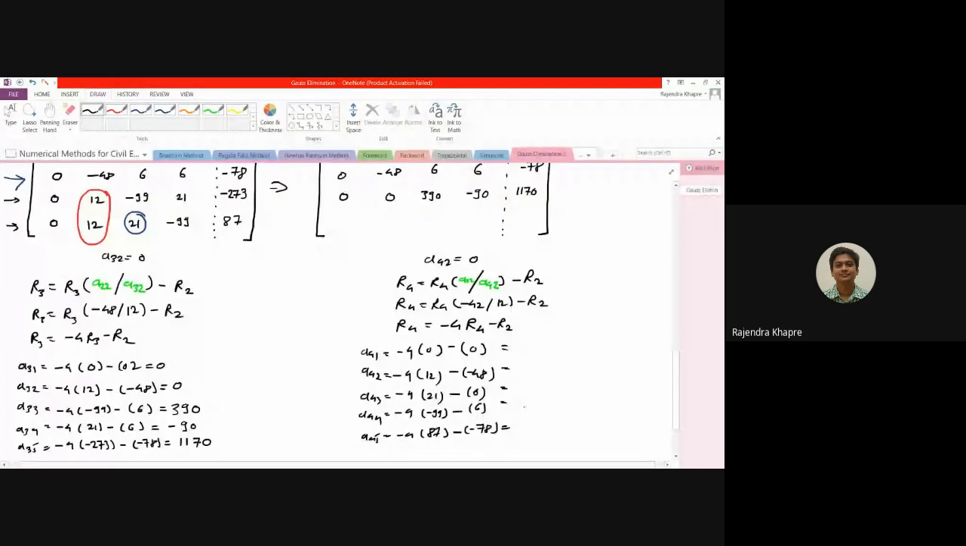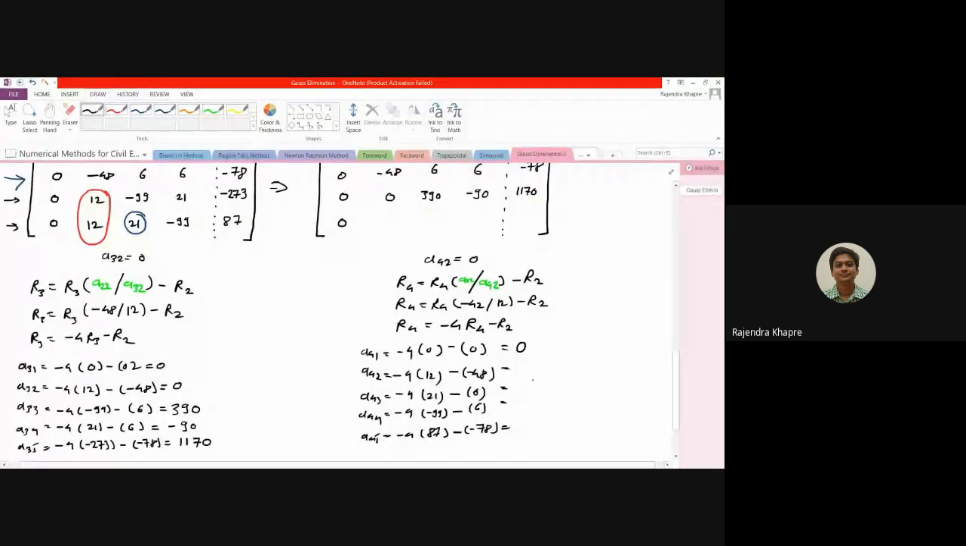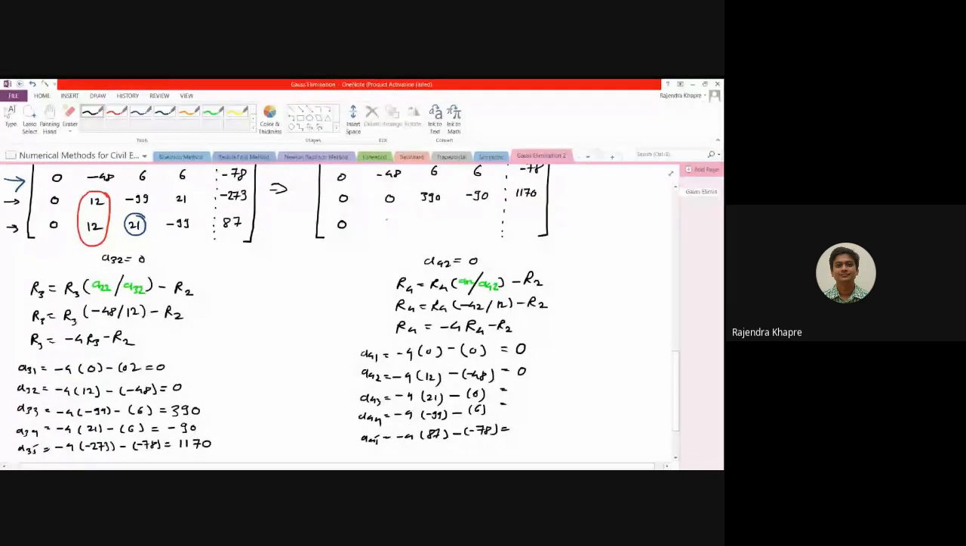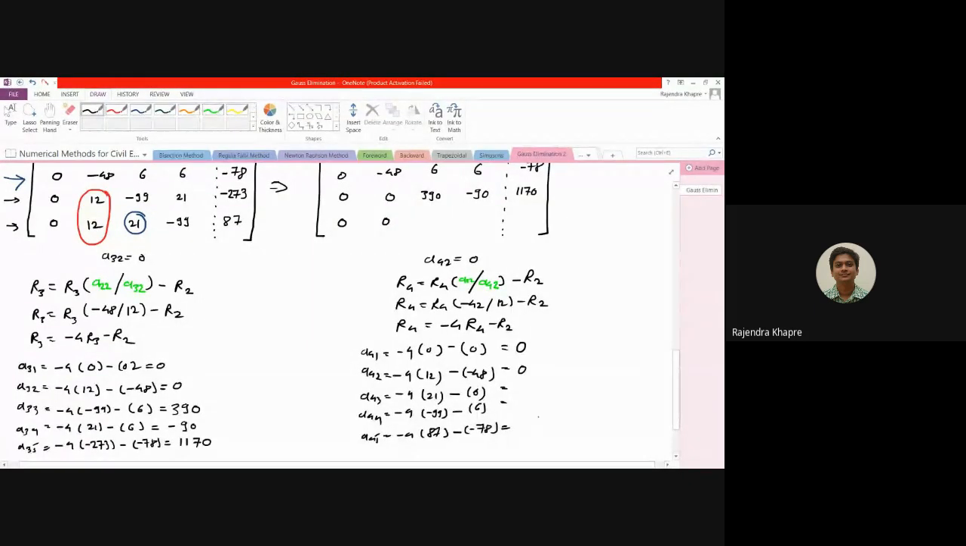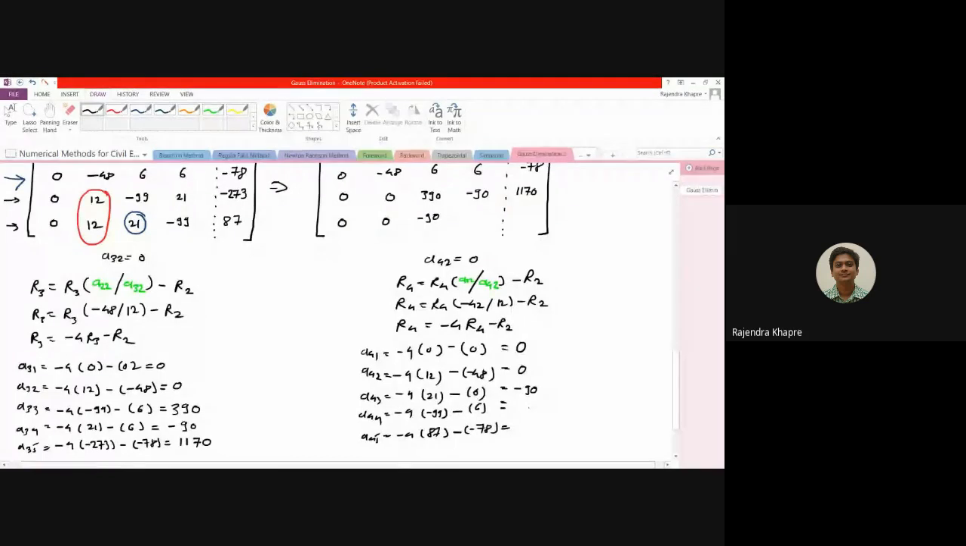Now give me the values please. This will be 0. How about this one? 0. This will be 0, so definitely this will also be 0. Next one, minus 90, so this will also be minus 90. How about this one? 390, so this will also be 390, and the last one, minus 351.